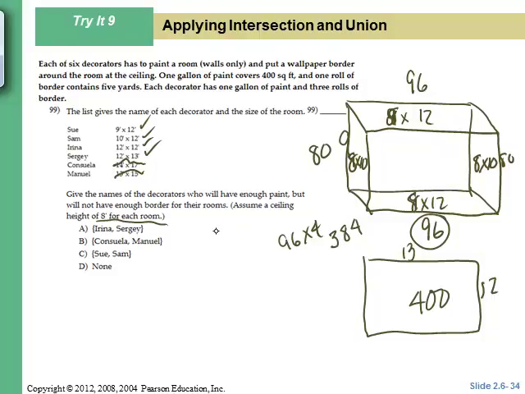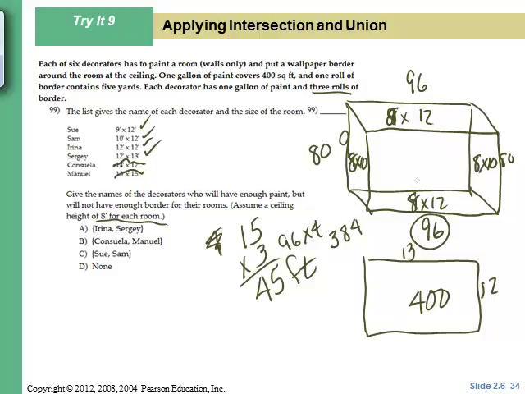How about the border for their rooms? Notice that there are 3 rolls of border, and 1 roll contains 5 yards, so 3 rolls contains 15 yards. 15 yards times 3 feet is 45 feet. Okay, so they only have 45 feet of border.